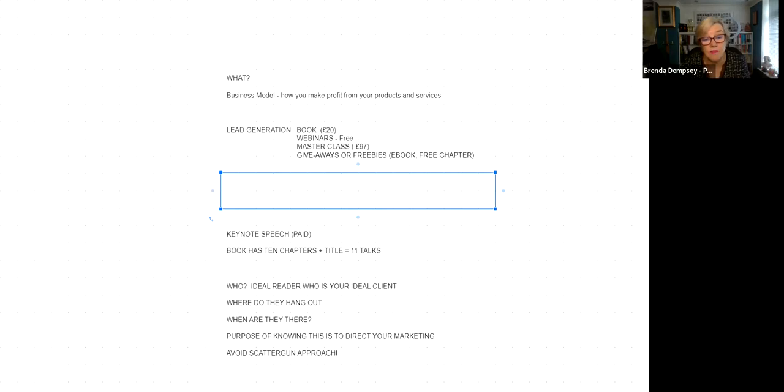Workshops could be anything from maybe 197 to 497 roughly. Again, you might have 10 to 20 people there. 10 people, you're going to make £5,000. 20 people, £10,000 for your workshop. That's all right. So you can see how your business model fits in.